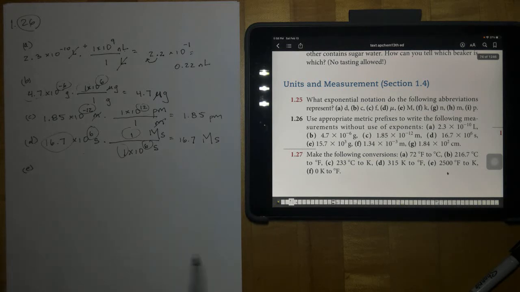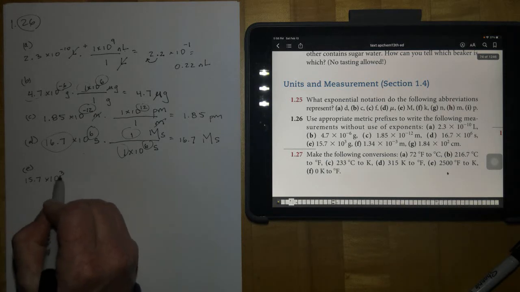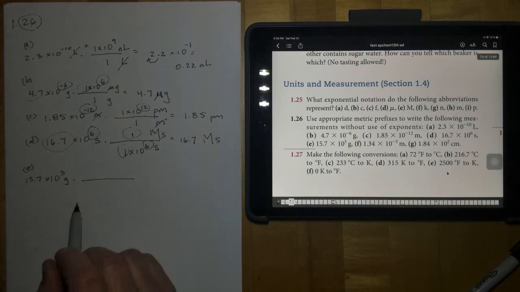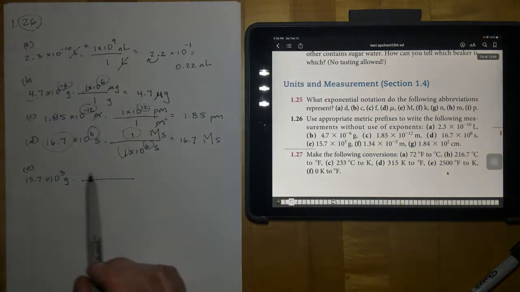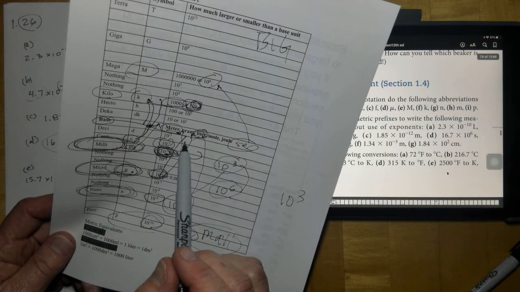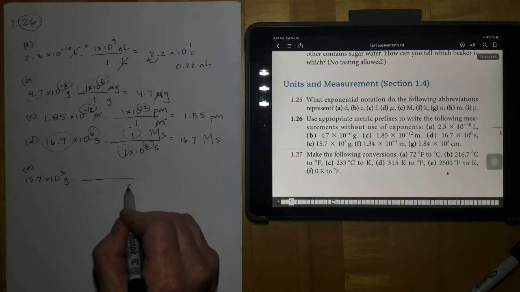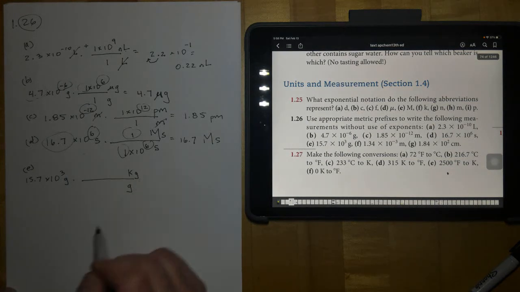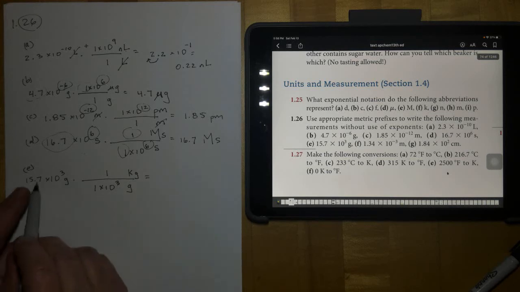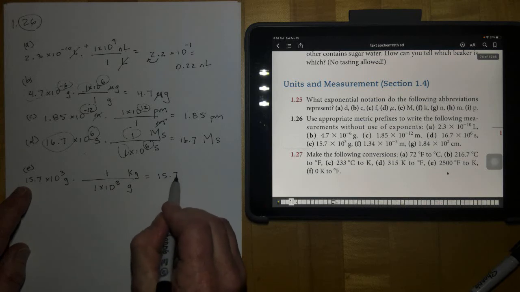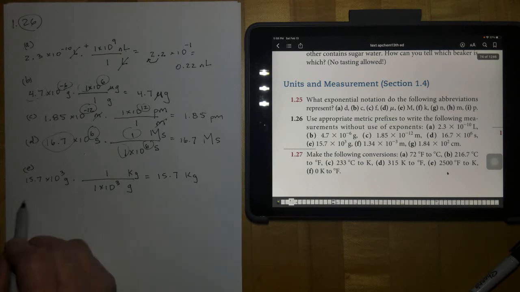Then letter E, let's see, we're at 15.7 times 10 to the 3rd grams, and we would probably want to express that in kilograms, because kilo is 10 to the 3rd, and we have 10 to the 3rd right here. And so the relationship between gram and kilogram is 10 to the 3rd of the small unit in the big unit. So put gram right here and put kilogram right here. And in 1 of the big unit, there would be 1 times 10 to the 3rd of the smaller unit. Multiply these numbers together, you'd get 15.7. And then 3 minus 3 ends up being 0, so it would be 15.7 kilograms.